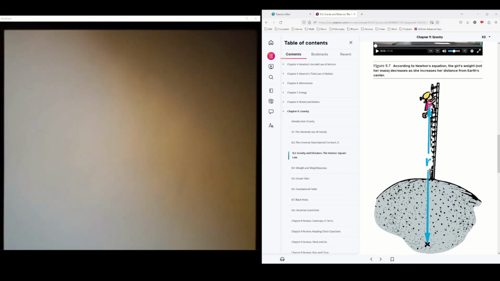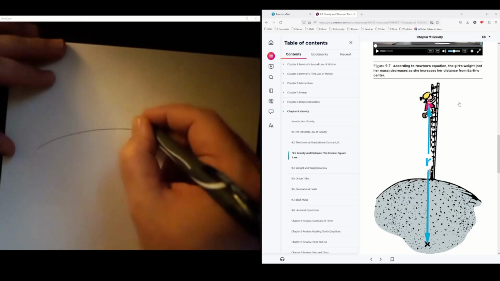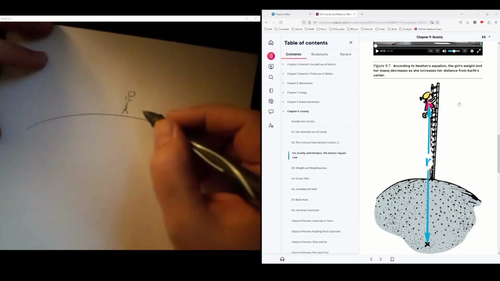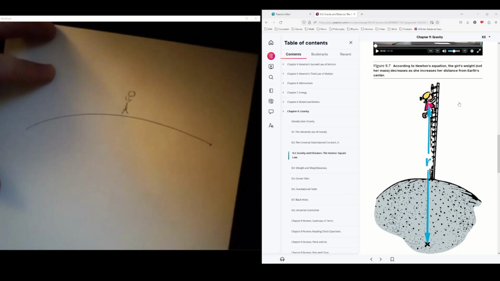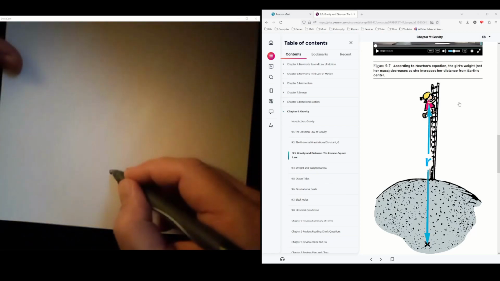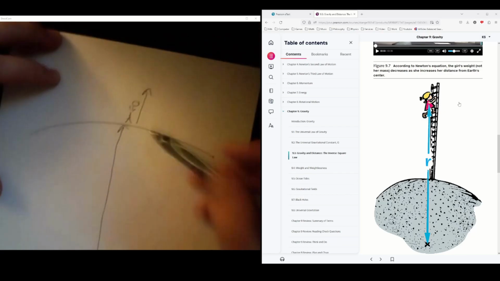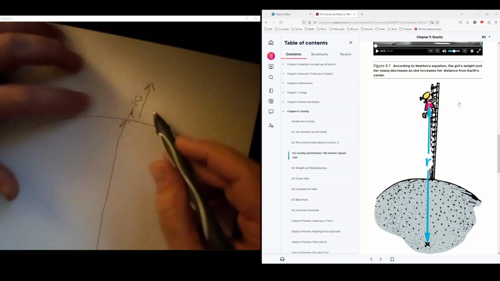Now I notice this picture here with the girl climbing the ladder, and what they're saying is the girl's weight, not her mass, decreases as she increases her distance from Earth. So let me say this again. The Earth is massive compared to us. Obviously, this is way out of proportion. But because the Earth's radius is so large, the center of the Earth is way down here, and this little change in distance, where we live on the surface, doesn't really change the gravitational field much.